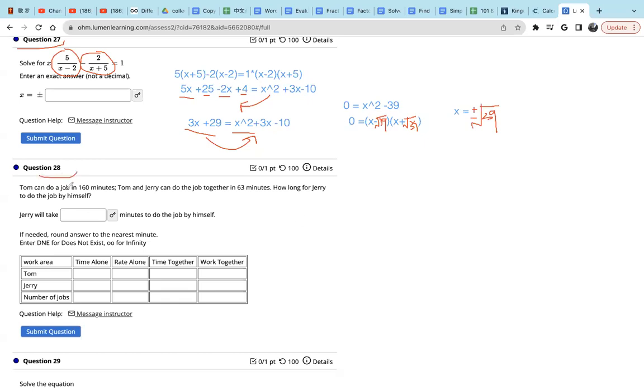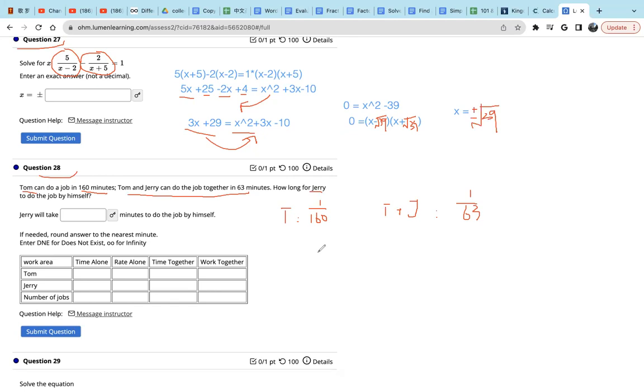Now let's see 28. So Tom can do a job in 160 minutes. That means Tom's speed of doing the job is 1 over 160. That's Tom's speed. Tom and Jerry can do the job together in 63 minutes. So if Tom plus Jerry work together, the speed is 1 over 63. How long for Jerry to do the job all by himself?